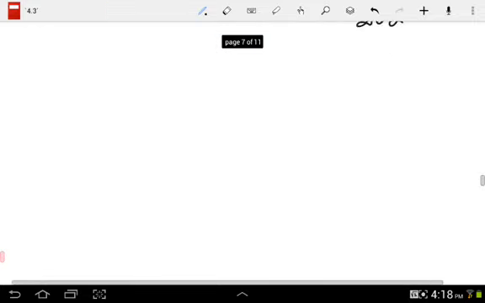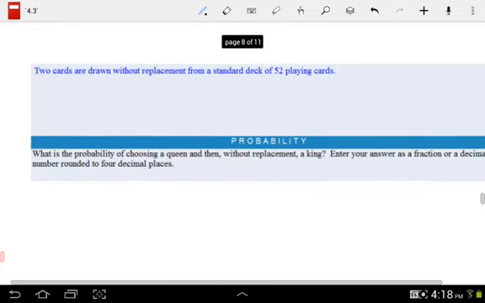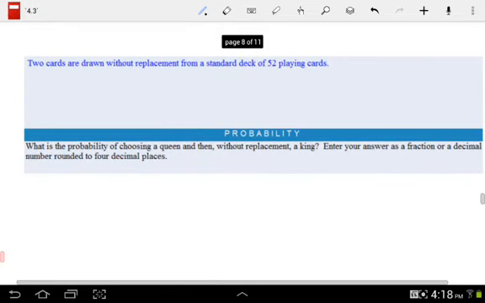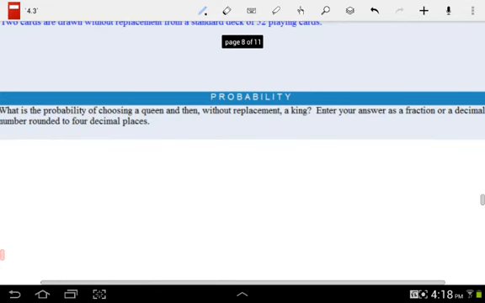Now, let's look at somewhere we're actually going to get to use the multiplication rule here. It says 2 cards are drawn without replacement from a standard deck of 52 cards. What is the probability of choosing a queen, then, without replacement, a king? And your answer is a fraction or decimal, and so I'm going to let you do that part.